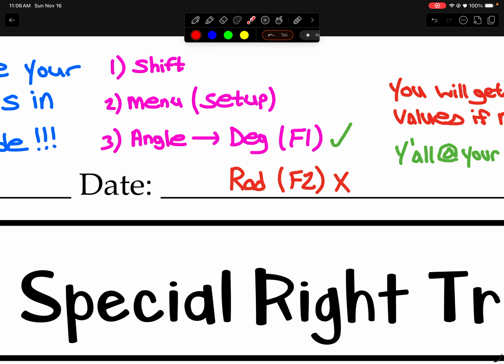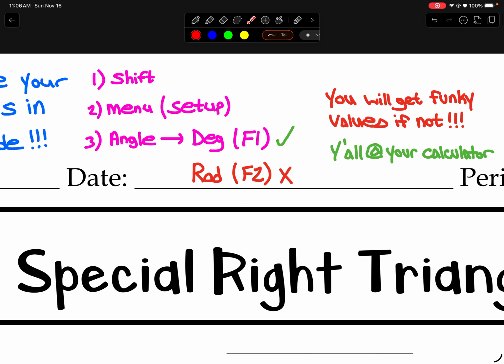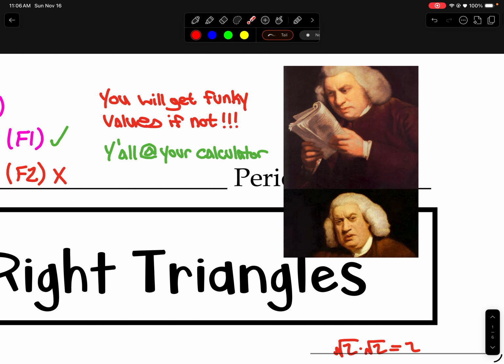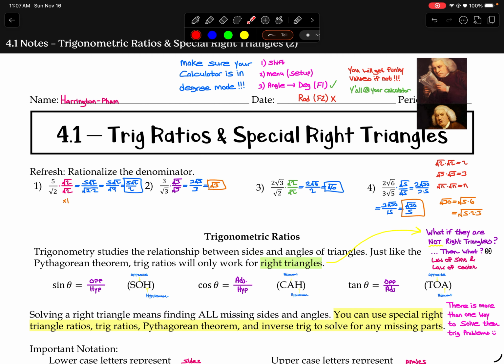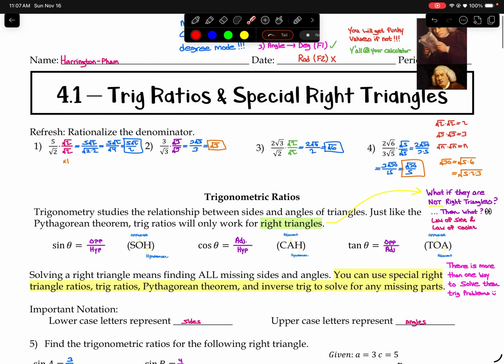I will say, if you're solving these problems and you're getting some really funky numbers, you're probably wondering why the heck does my calculator tell me these weird values. That's going to be an indicator that you're in the wrong mode.